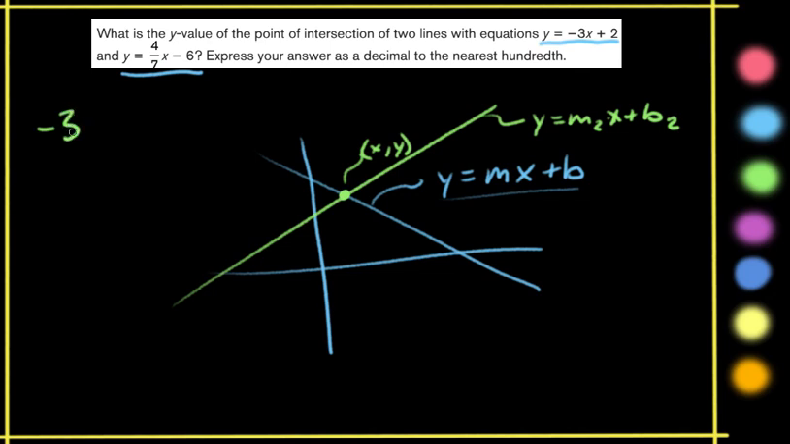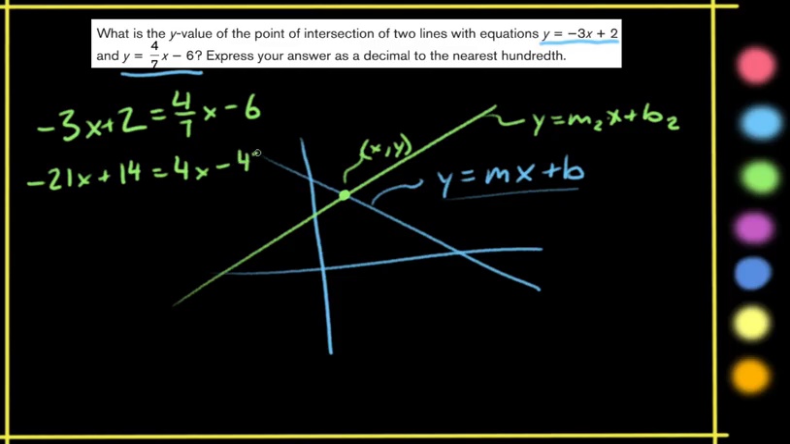So this is minus 3x plus 2. That's the y for this equation. And that's going to be equal to the y for this equation, which is 4/7 x minus 6. So these are equal to each other. Now I just need to solve for x. Maybe just to get rid of this denominator, I'll multiply everything by 7. So this is going to be minus 21x plus 14 equals 4x minus 42.